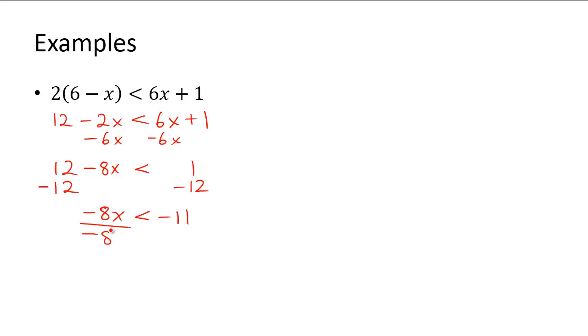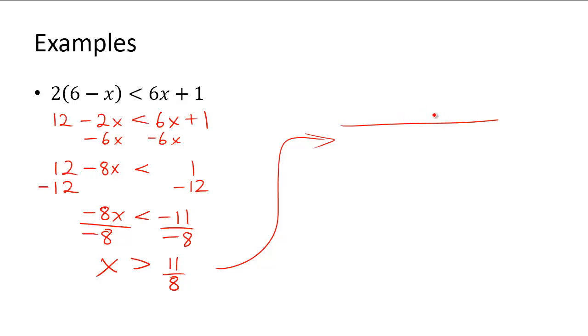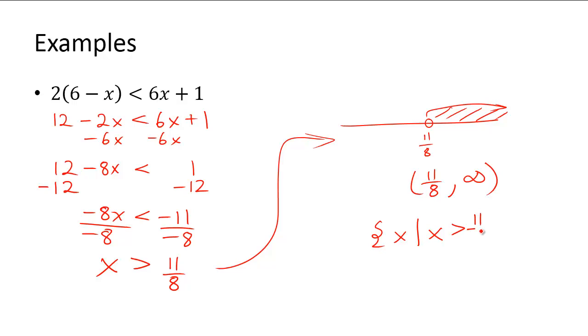Now when we divide by negative 8, at that same time we need to switch that sign. We've got x greater than 11/8. So if we want to represent this solution, it would be on a graph as 11/8, not including, and everything greater than. For interval notation, you would say 11/8 to infinity. Or set builder notation, x is such that x's are greater than 11/8. Those are the 3 ways of representing your solution set.